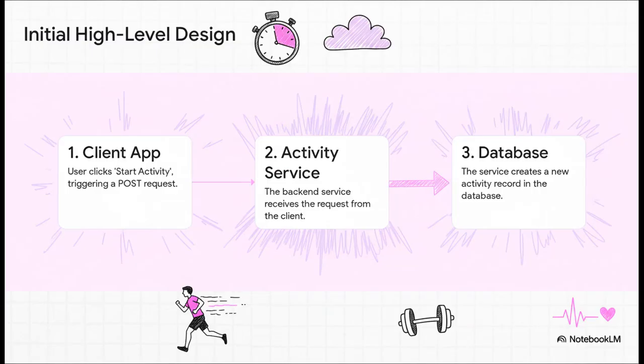So let's put that all together. Here's our super simple initial design. The user starts a run on the app. The app sends that post request to our activity service, which is kind of like the brain of our operation. And that service then creates a new entry in our database. Simple, clean, and it works perfectly, as long as you have a flawless internet connection. But what happens when you run through a tunnel?